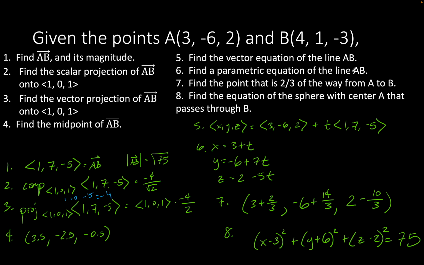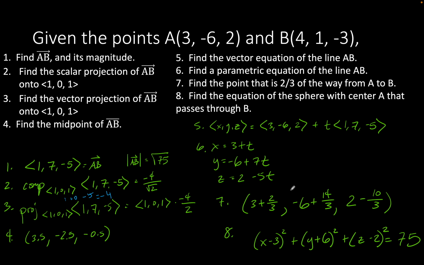To find the parametric equation of the line AB, I can just rewrite the vector equation into parametric form. So that's me looking at one component at a time, and I have 3 equations to represent the line parametrically. And then 7, find the point that is 2/3 of the way from A to B. I can just use either the vector equation or the parametric equation, plug in 2/3 for t to evaluate what would be the coordinates.